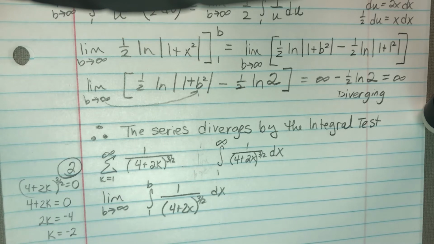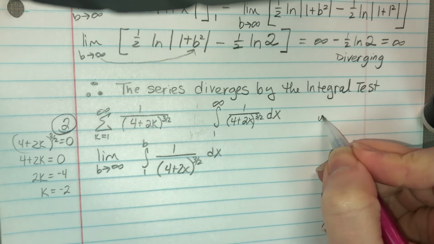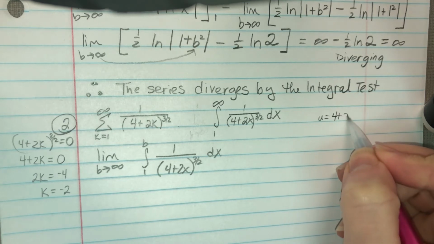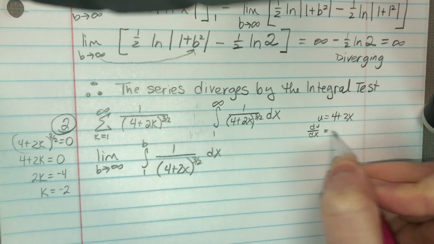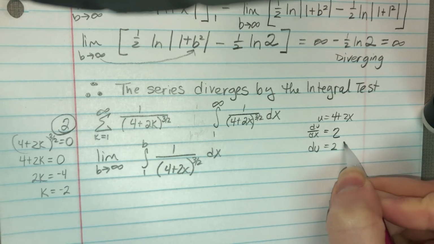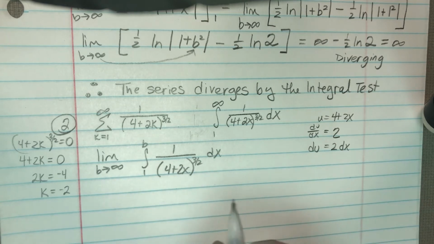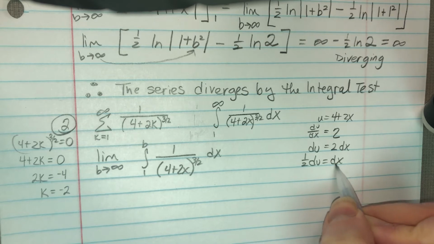So I'm going to have to do a u substitution in order to evaluate this integral. U is going to be equal to 4 plus 2x. The derivative of u with respect to x is equal to 2. So du equals 2 dx. There's not a 2 already in the problem, so 1/2 du is going to equal dx.